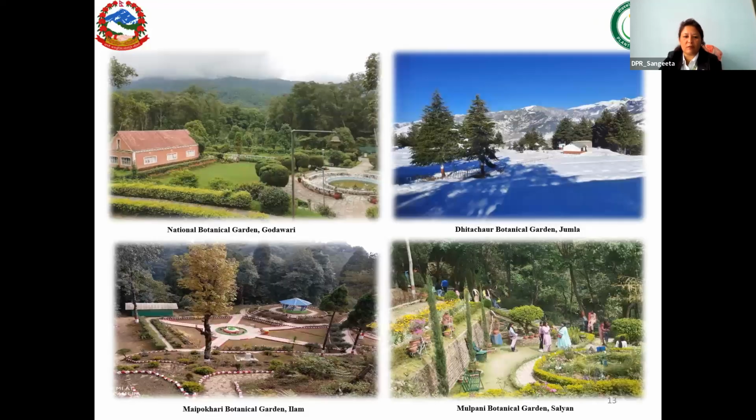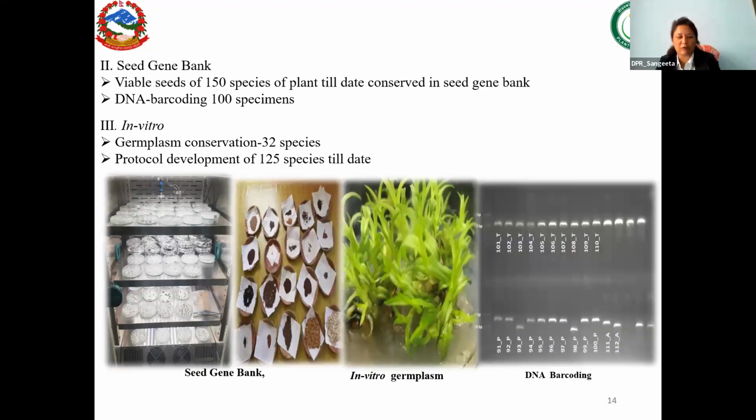So these are some of the photographs of our botanical gardens, like National Botanical Garden Godavari, Ditapchor Botanical Garden Jumla, Maipokhari Botanical Garden Ilam, Mulpani Botanical Garden Salyan. So in ex situ conservation, we also conserve the plant resources through the conservation of seeds in our seed gene bank, which is located in Godavari.